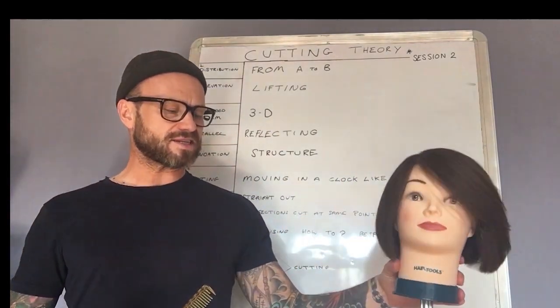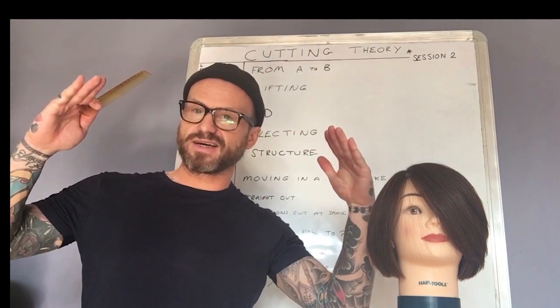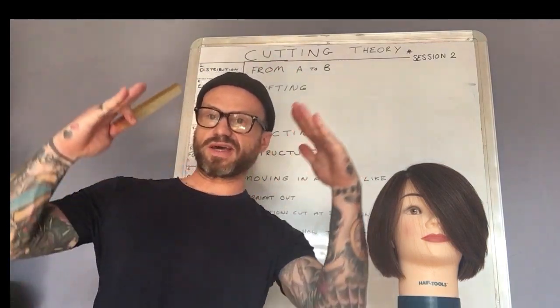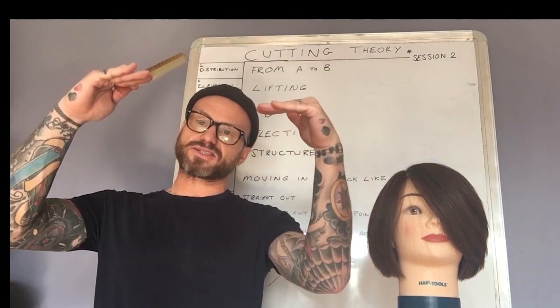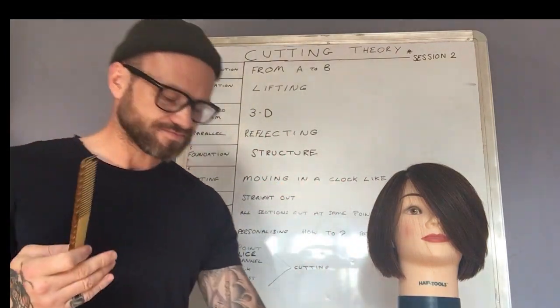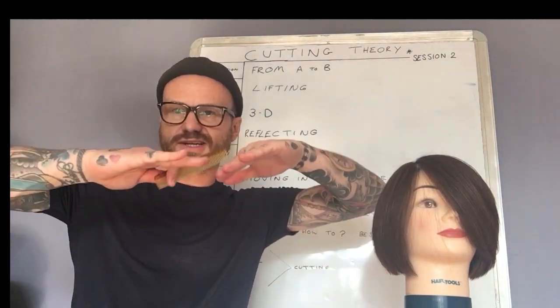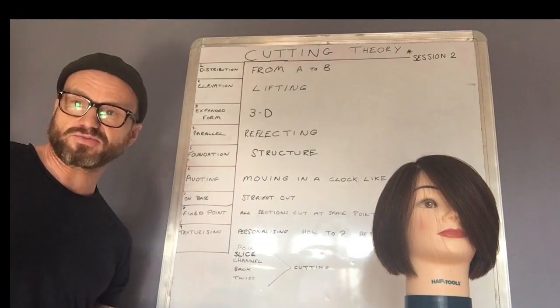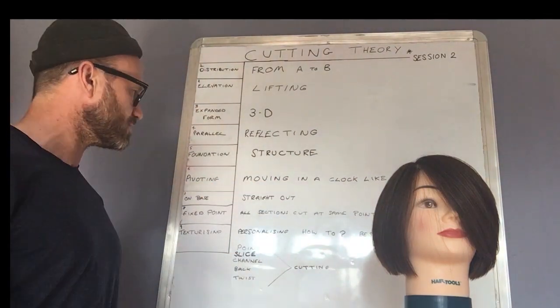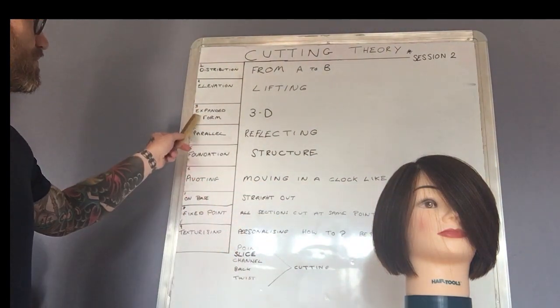So if the hair was standing on end, what shape is it? If you cut a round layer, it should be like a triangle. If you cut a square layer, it's square. If you cut something that's concave, you're going to get that dip through the middle. If it's one length, you're going to get that sort of block heaviness at the bottom. So that's your expanded form, okay?